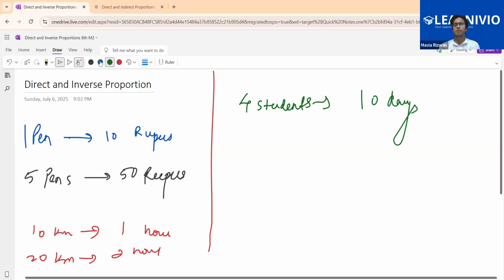Now you go back to school the next day, and the teacher gives you an update that in each group there would be 5 students. Now tell me, will the number of days to complete the project increase or decrease? Decrease. This is what we call inverse proportion: when I'm increasing something, the other is decreasing, and when I'm decreasing something, the other is increasing. Is this clear?